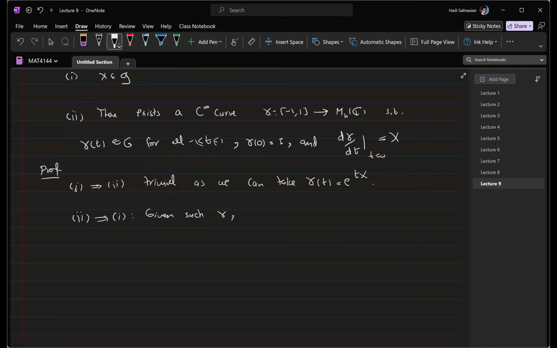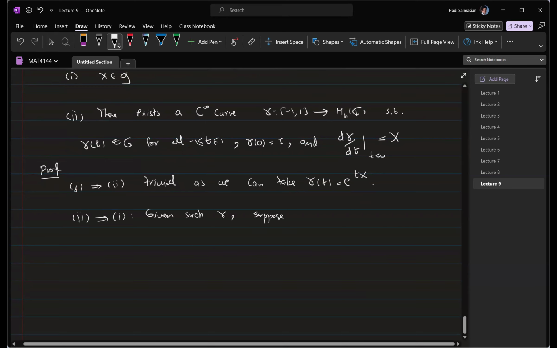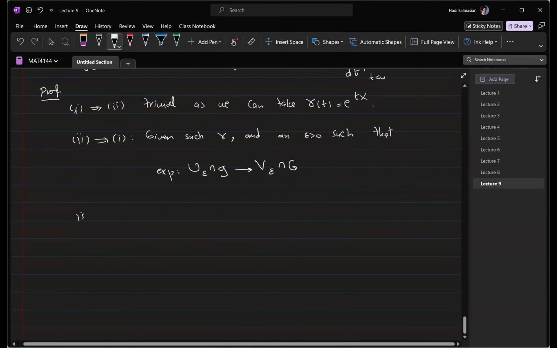suppose, given such gamma, and maybe I should write an epsilon positive such that exp going from U epsilon intersect g to V epsilon intersect G is a diffeomorphism, in particular a bijection.